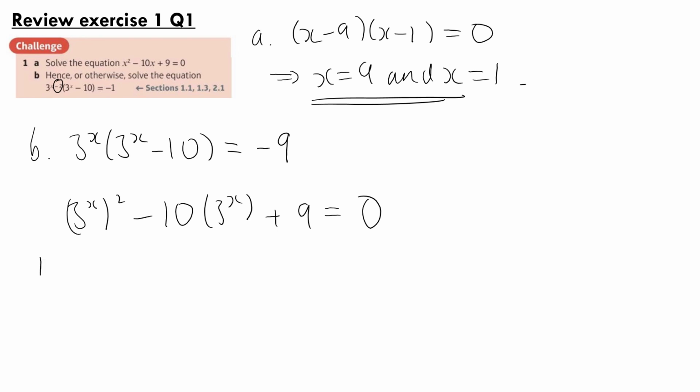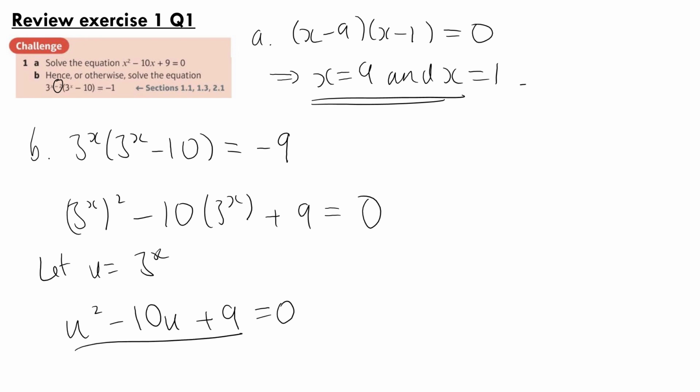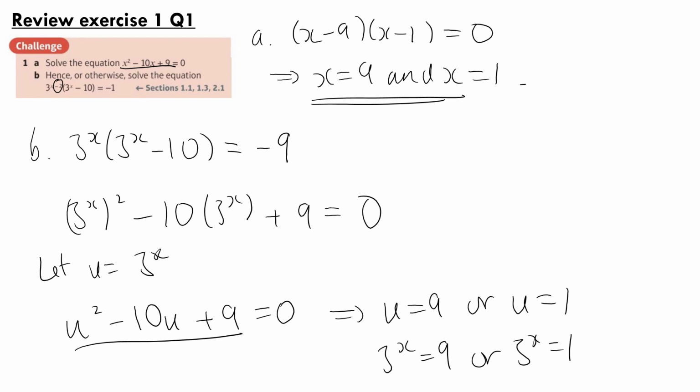Now, if we let u equals 3 to the power of x, then we get a quadratic in u: u squared minus 10u plus 9 equals 0. And you'll notice that this is the exact same equation as we solved in part A. So that means that u equals 9 or u equals 1. And therefore 3 to the power of x equals 9 or 3 to the power of x equals 1. So our two solutions for x are x equals 2 or x equals 0.